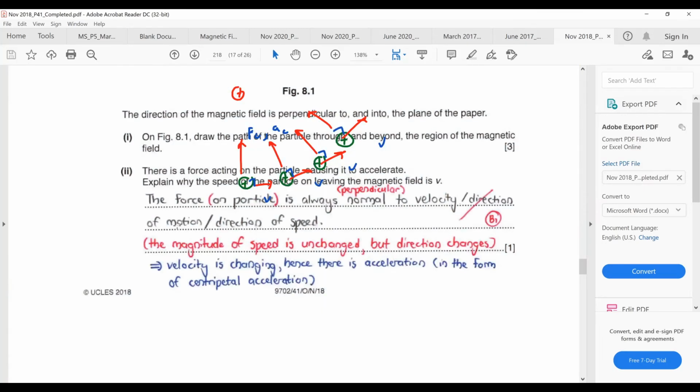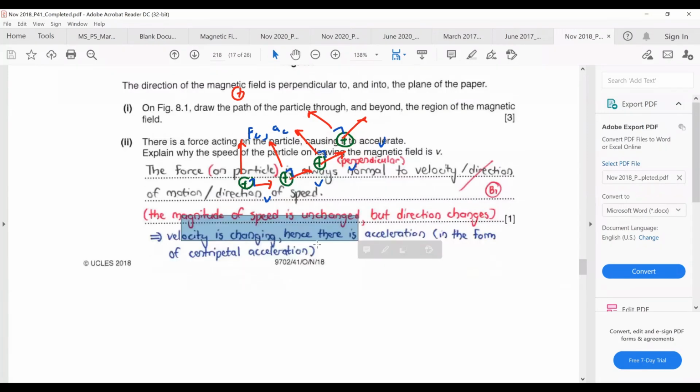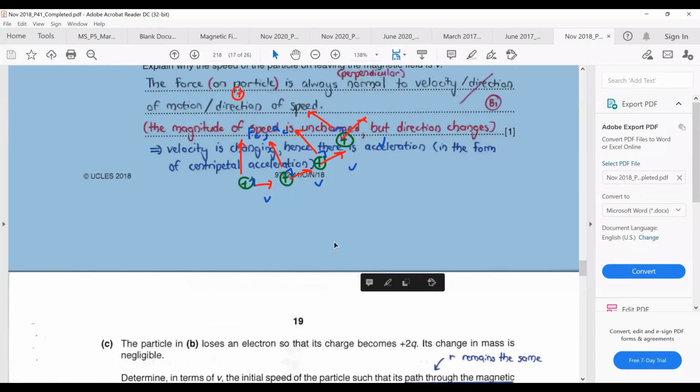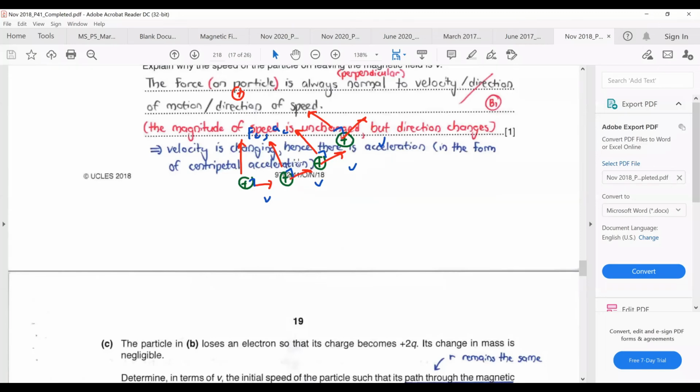Okay, so magnitude of speed is unchanged. Okay, the speed is unchanged. Right, but if they ask you whether velocity is changing or not, velocity is changing because the direction is changing.